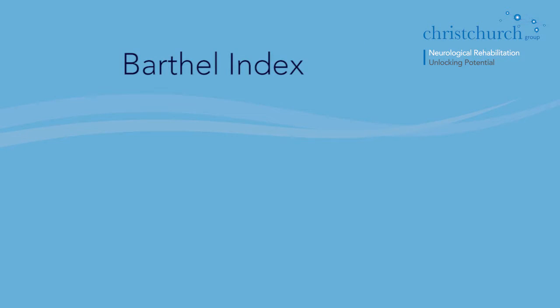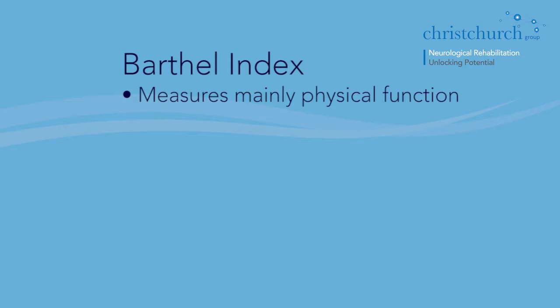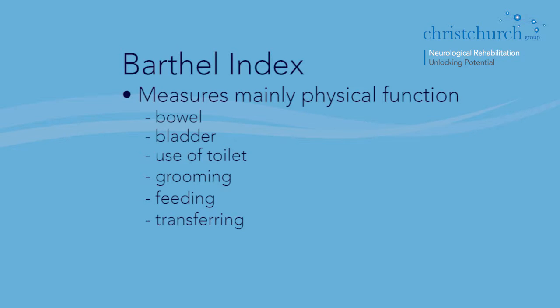So one, I want to take an example of the Barthel Index, which is very well known. This is mainly a measure of physical functioning. It measures bowel, bladder function, actual use of the toilet, grooming, feeding, transferring, mobility, stairs, dressing and bathing. So quite a range of physical outcomes. And it's got basically 0 if you're dependent on others and can't do that, and 2 or sometimes 3 if you're fully independent.